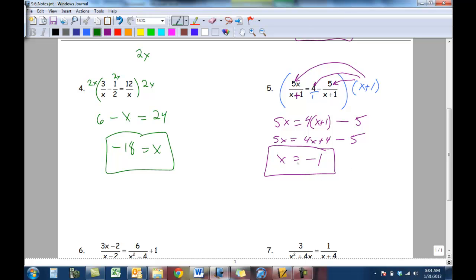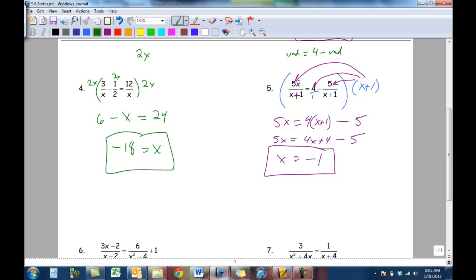Alright, but here's the thing. You got to take your answer and plug it in to check to make sure that it works. Now look what happens here. 5 times negative 1 is negative 5. Negative 1 plus 1 is 0. What's negative 5 divided by 0? What's anything divided by 0? Undefined, right? So what we have here is undefined equals 4 minus undefined. Does that make sense? No.